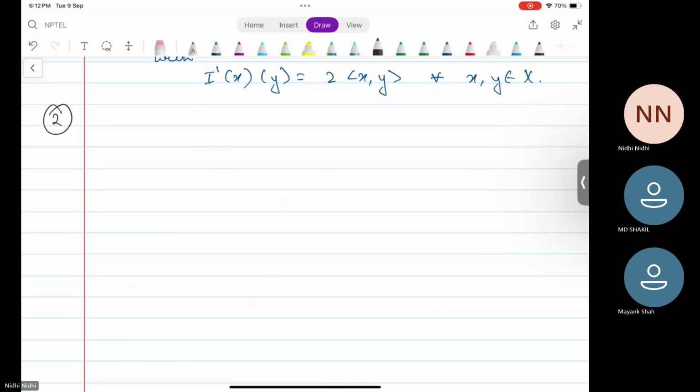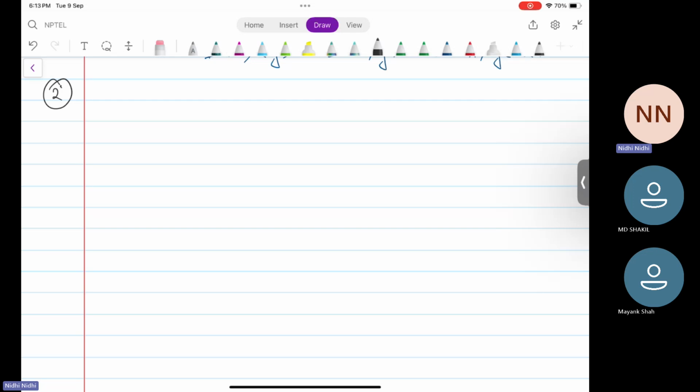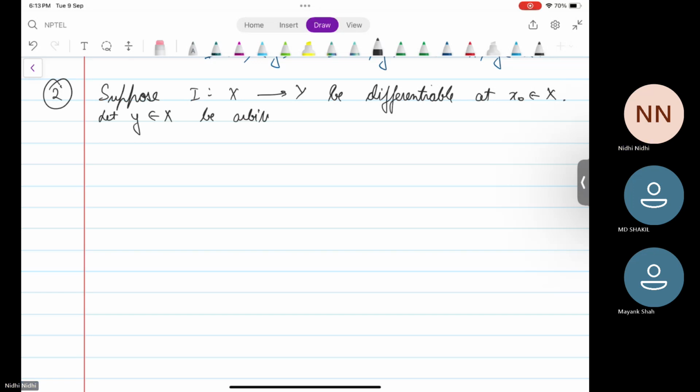Question number 2. Now suppose I, defined from a space X to Y, be differentiable at some point x naught in X. Now let y belonging to X be arbitrary and we'll define another function phi y from R to Y such that phi y of t is equal to I at x naught plus t y for every t in R.